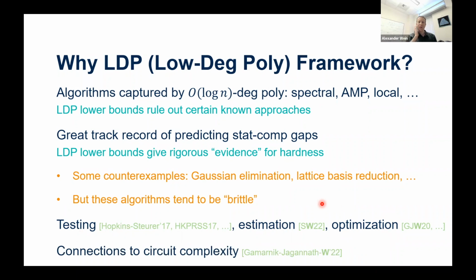And then finally, one more reason to care about this framework is that there have been some connections to circuit complexity. So at least in some cases, these types of lower bounds can imply certain circuit lower bounds. And this idea maybe has not yet even been fully explored.